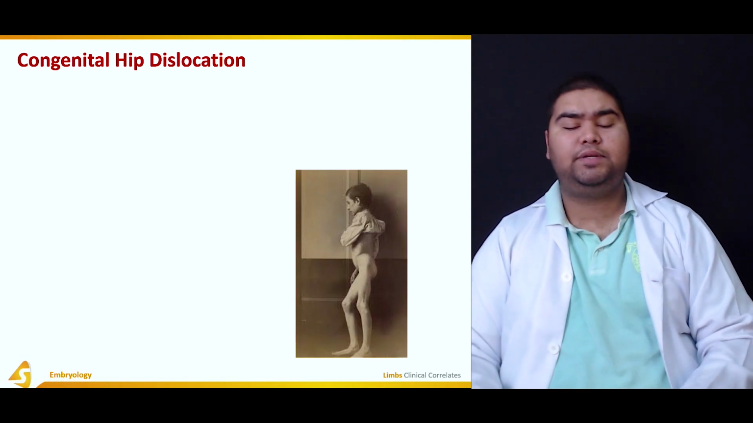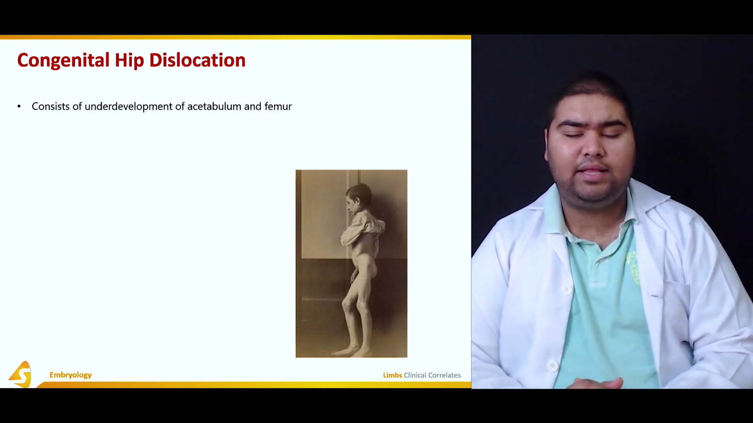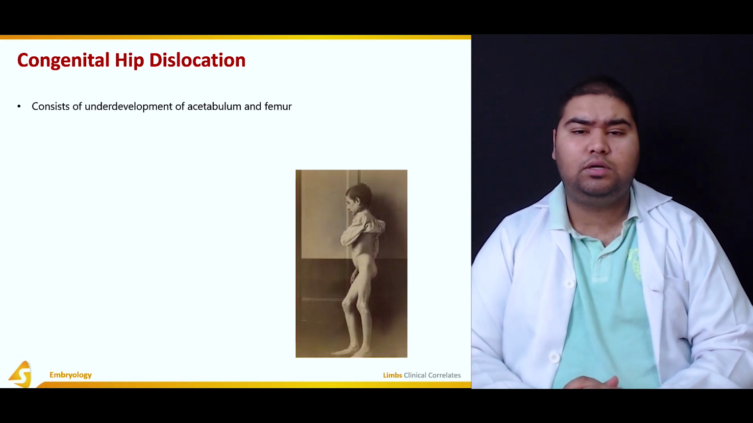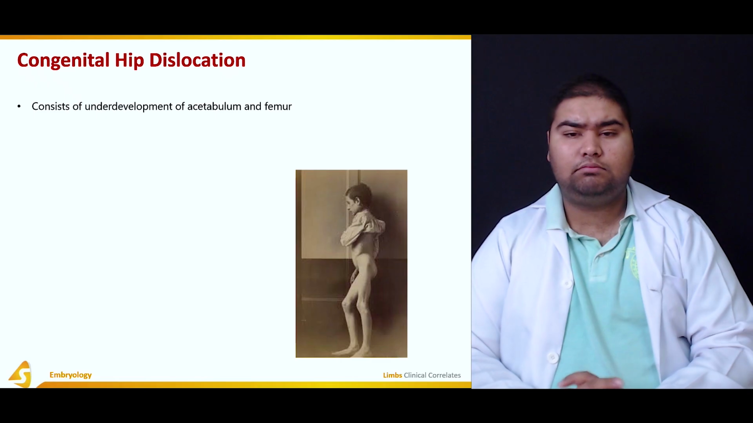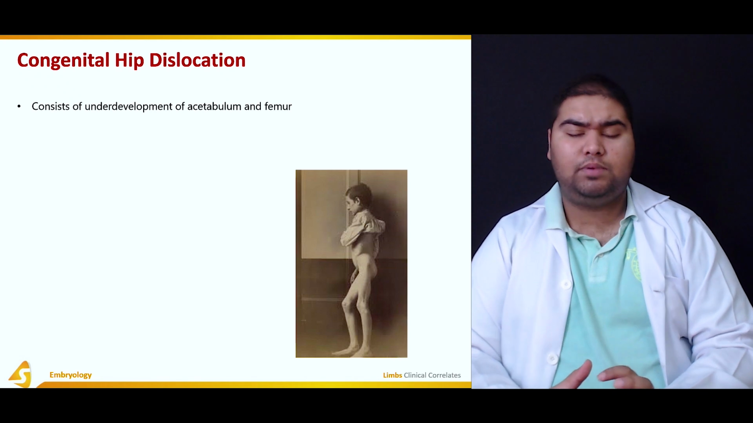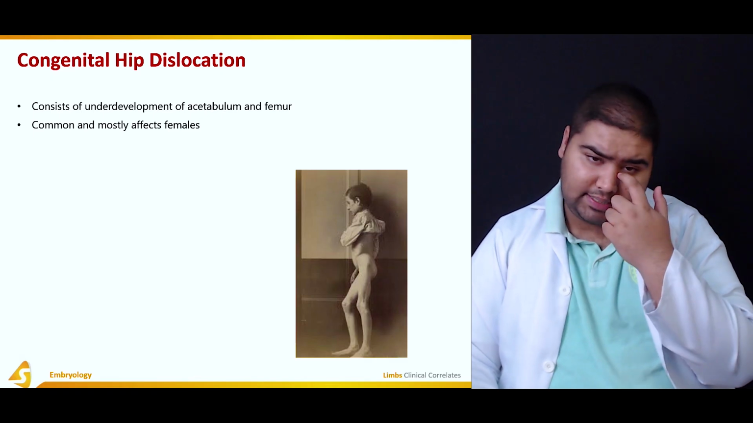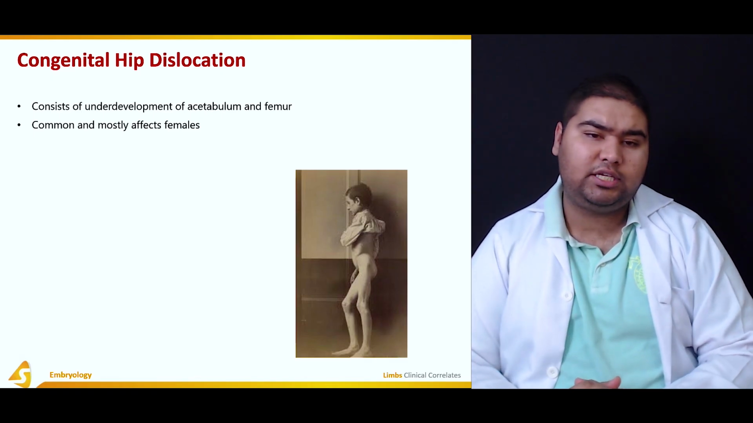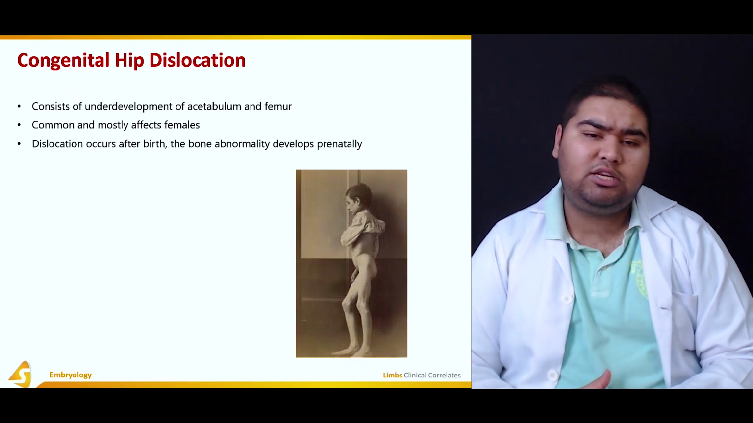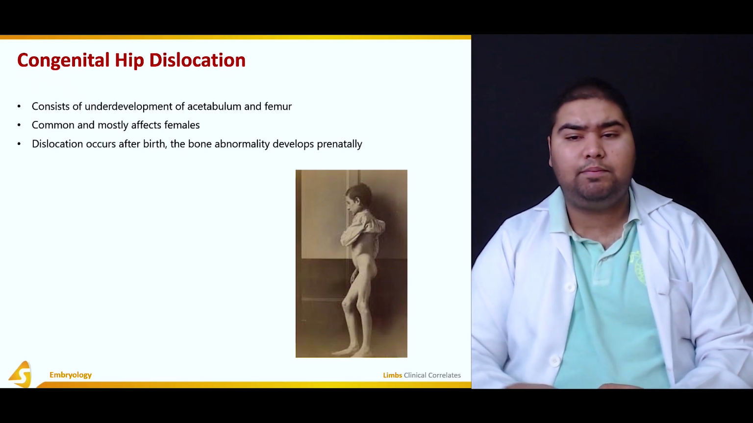Now, congenital hip dislocation. It consists of underdevelopment of the acetabulum and the femur. The femur goes into the acetabulum of the hip joint, which is a circular portion that receives the femur. It is underdeveloped in congenital hip dislocation. It is relatively common and it mostly affects females. The dislocation occurs after birth, but the bone abnormality usually develops prenatally.